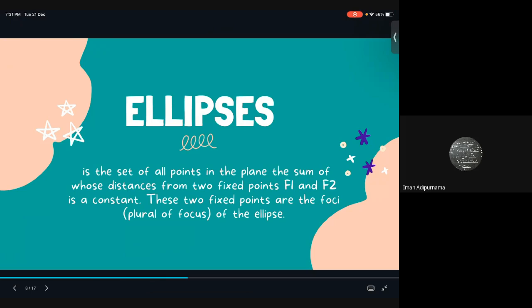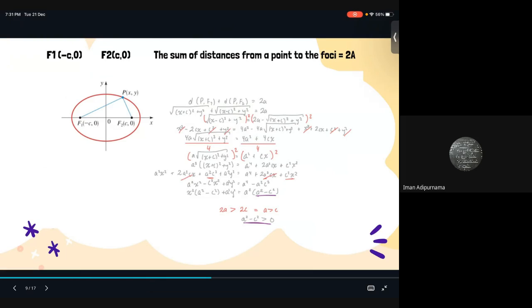So those two fixed points are the foci, and that's the polar focus of the ellipse. Here we see how we get the equation of the ellipse. I explained a little bit more in the video. I just wanted to put it here because I know it looks like a lot, but it's really simple.